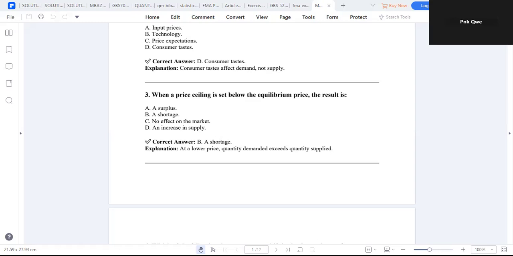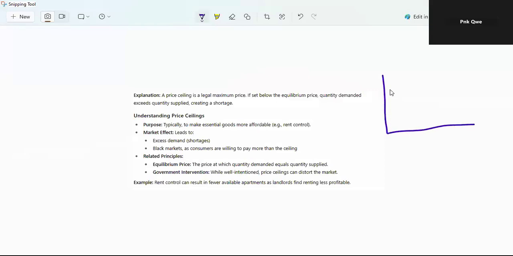So a price ceiling is simply an intervention that government makes. It's a legal maximum price that is set below equilibrium. So a price ceiling is a legal maximum price that the government sets below the what? Equilibrium price. So we know that equilibrium is where demand and supply meet. Here we have the equilibrium. Below the equilibrium, government will set a price ceiling.